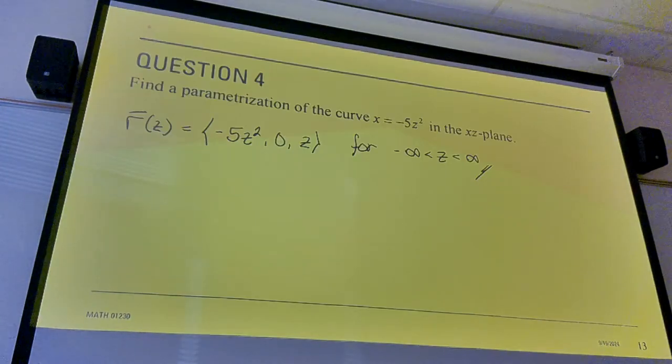The idea of parameterizations is very, very important. In fact, every curve that we study will be a parameterized curve. So we'll always represent a curve as a parameterization.